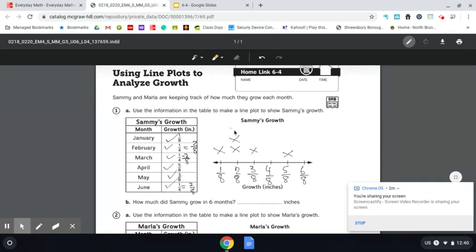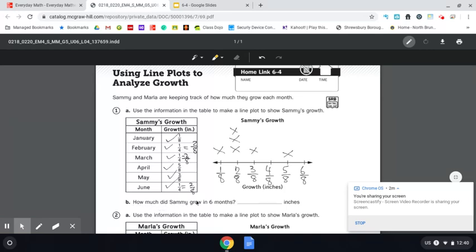So remember some of the questions you can ask. What's the smallest number in your data set? The largest number you can see very easily. 1/8, 5/8. Which fraction was the most commonly measured? 2/8 was measured 3 times. Okay, so we answered letter A, use the information in the table to make the line plot to show Sammy's growth. We did that. Now we're looking at B.